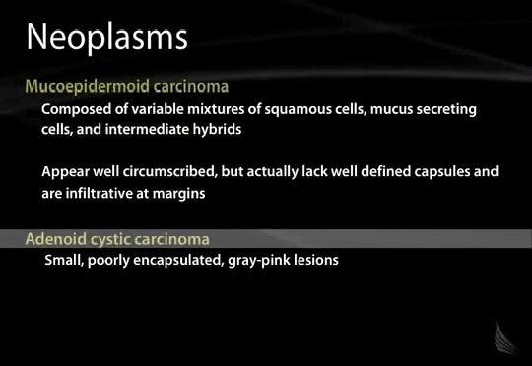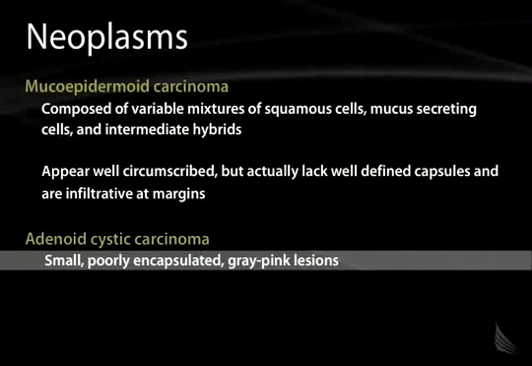The adenoid cystic carcinomas are small, poorly encapsulated lesions that unfortunately are known for their invasion along the local nerves and thus are often diffusely infiltrative by the time they appear in the salivary gland and lead to a very painful death for the patient.